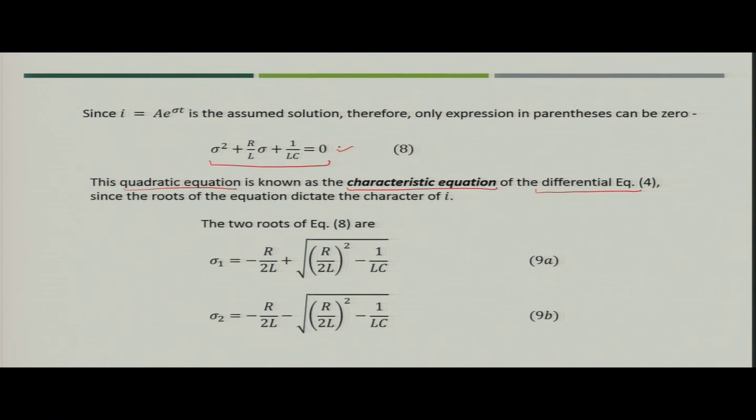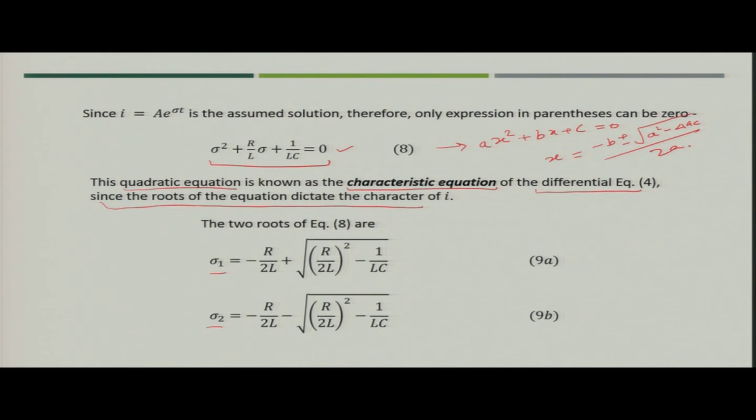Now, this is a second order equation, so if you solve it, there will be two roots of this equation. Let us say these roots are sigma 1 and sigma 2. You can find out the value of these roots. Sigma 1 is equal to minus R by 2L. So, how will you get this? If you remember, if the equation is a x square plus b x plus c is equal to 0, then its root would be minus b plus minus root of b square minus 4ac, divided by 2a.